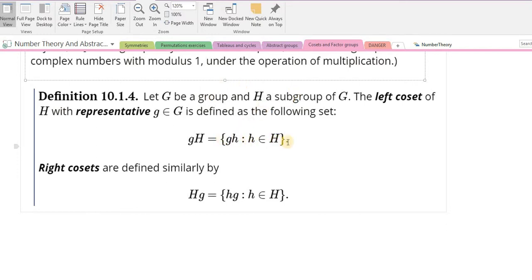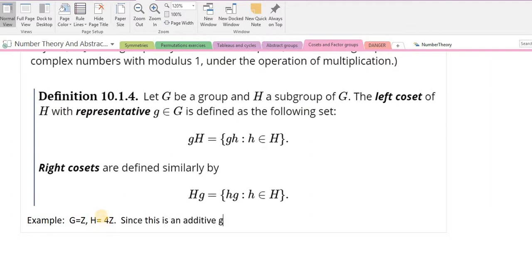So let's say, as an example, G equals Z and H equals 4Z. Now, since this is an additive group, instead of writing gh, we'll write g plus h. A plus is the group operation.